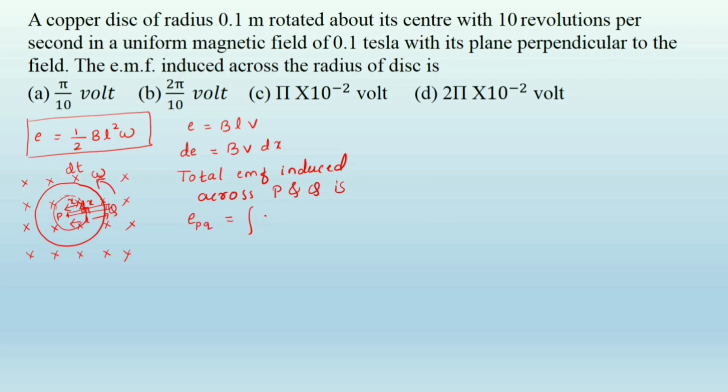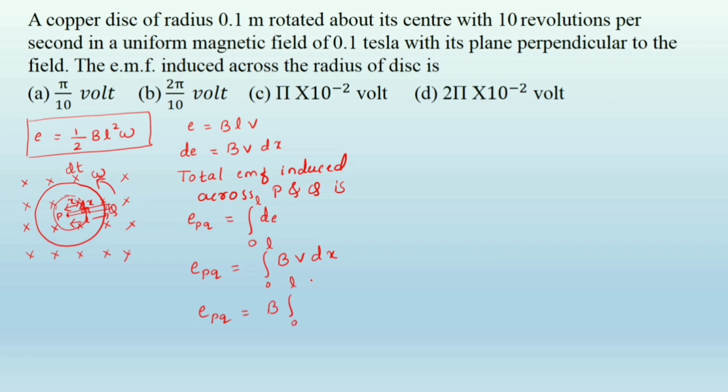Let us write the induced EMF from P to Q. We have to integrate the small change in the induced EMF from the center of the disk to point Q, that is, the total length L. Now let us integrate the value. The integration of the small change in the induced EMF is B V dx from the limit 0 to L. So the induced EMF across P to Q: B is constant, let us take it outside.